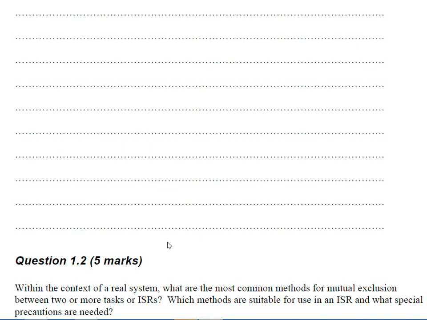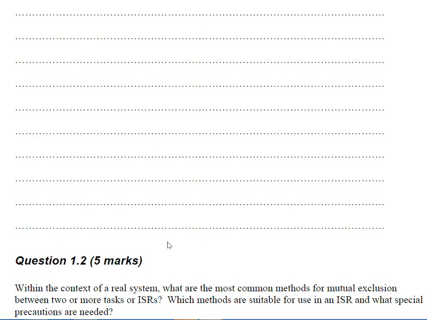What's another way of doing it? Yeah, you can use event flags, yes. What about disabling the scheduler? Okay, so you can turn off the scheduler. You can stop context switching for a short time. That can be very effective.